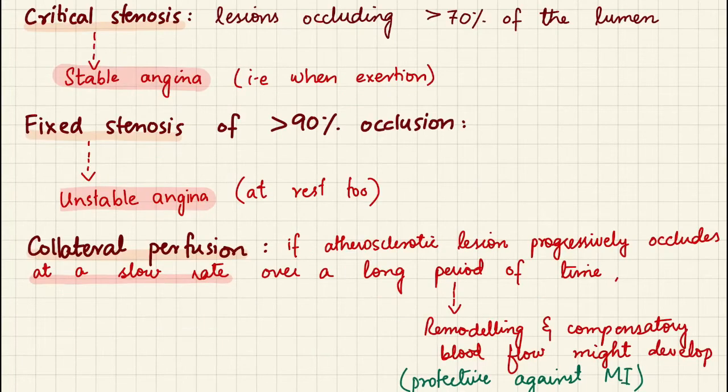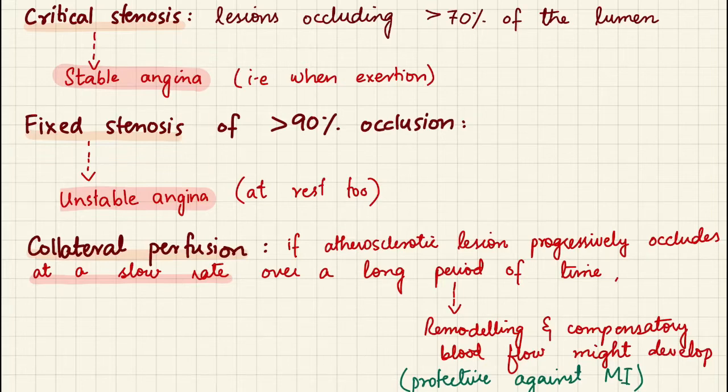Now, here are a few terms to know. First, we have critical stenosis, fixed stenosis, and collateral perfusion. Critical stenosis means that when the lumen of an artery is more than 70% occluded, we have critical stenosis, and this will result in stable angina. That simply means that the chest pain will only be present when there is exertion or exercise, that is when the myocardial tissue has increased demand.